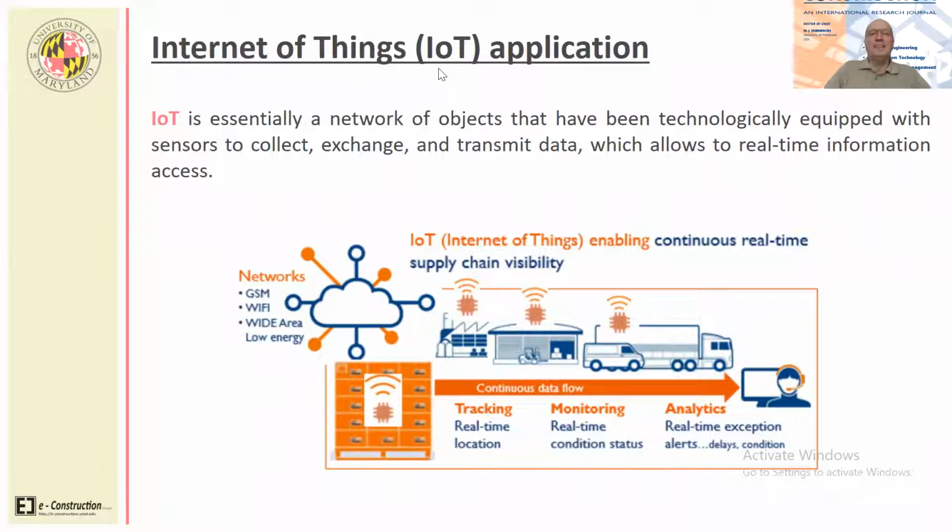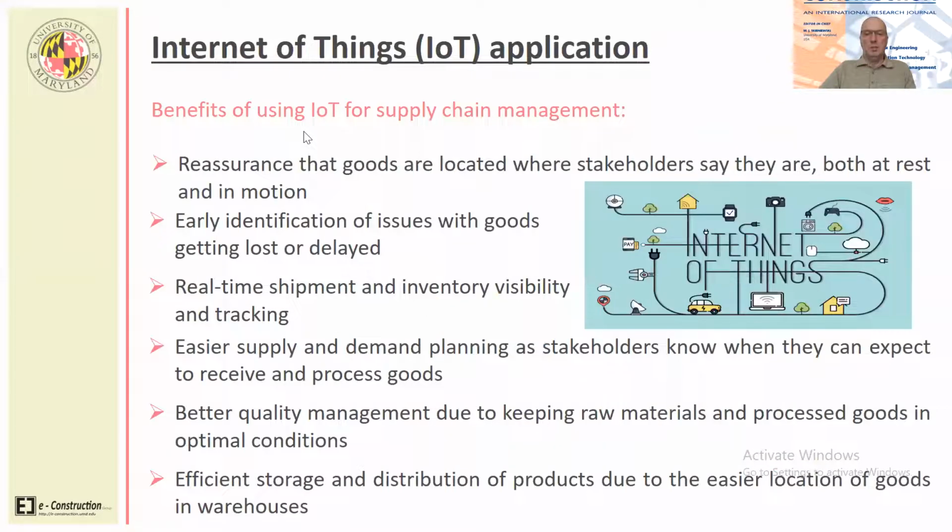All right. So as far as the improvement of supply chains using Internet of Things, so IoT applications. IoT is essentially a network of objects that have been technologically equipped with sensors to collect, exchange, and transmit data, which allows the real-time information access. So that simply means devices and objects talking to one another, exchanging data, and then allowing for useful decisions to be made on this ability to exchange and articulate data in a manner that is understandable to humans and easy to process for decision making.